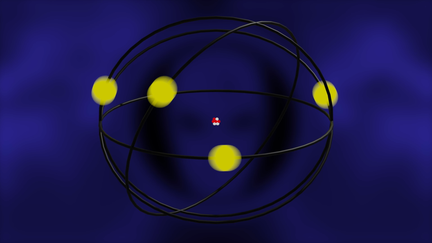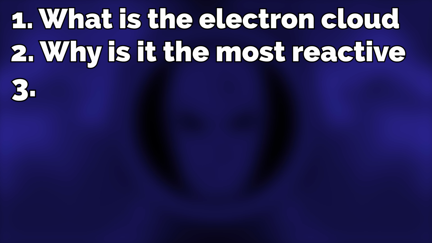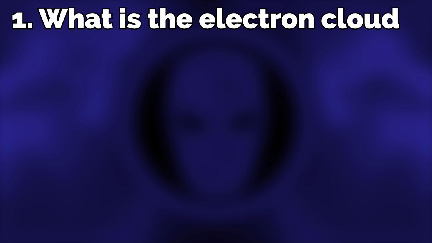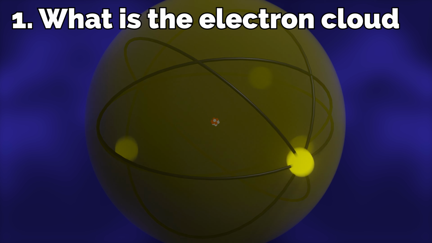We can divide atoms into two parts: the nuclei, the most massive part, and the electron cloud, the most reactive part. Now first things first, what is the electron cloud, why is it the most reactive, and why is it actually different? Well, the electron cloud is the part of the atom where all of the electrons reside. You can think of the electron cloud as a volume in which all of the electrons exist.